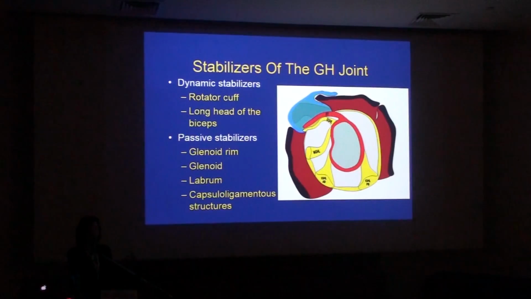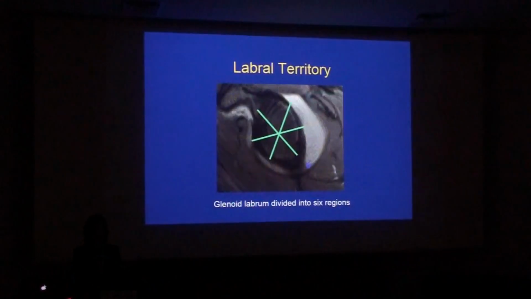So we have our superior glenohumeral ligament, middle glenohumeral ligament, and then we have the inferior glenohumeral ligament, like a hammock on the inferior aspect, which is very important for anterior instability.